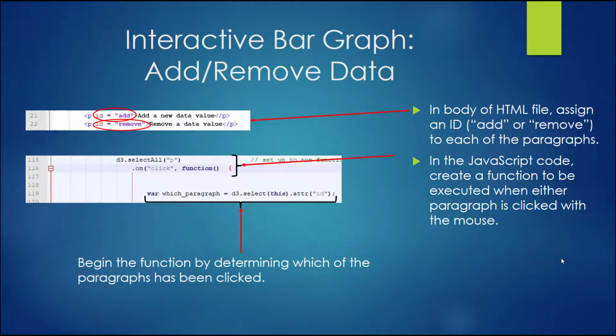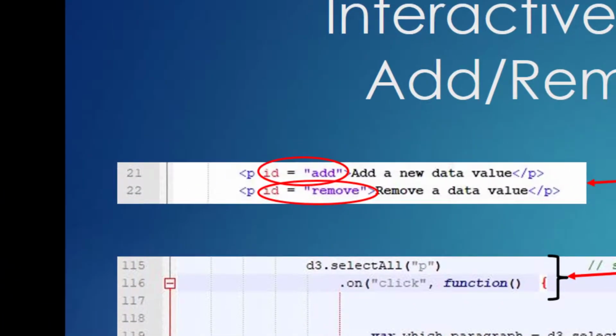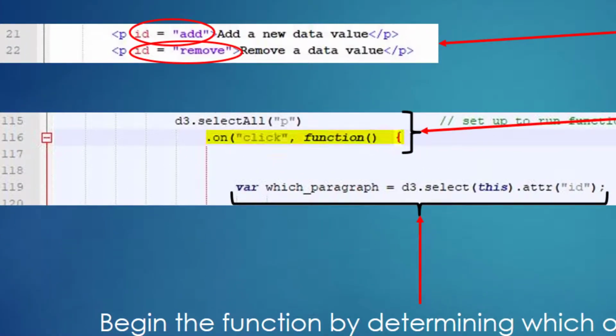Within the HTML code, before the JavaScript code, create two paragraphs and assign identification names, in this case, add and remove, to the respective paragraphs. In the JavaScript code, define a function to be executed when the paragraphs are clicked. The first part of this function will retrieve the identification name corresponding to the paragraph that has been clicked. And as you'll see in the following slides, this is only the beginning of a fairly lengthy function.